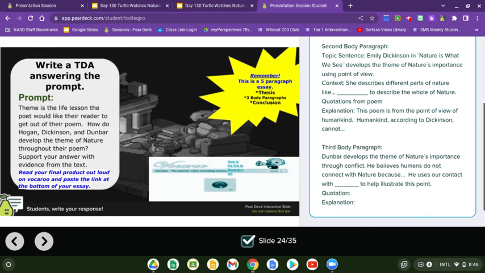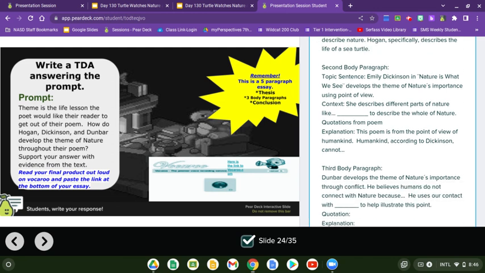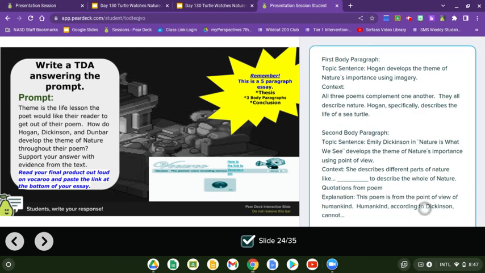Now, the word empathy, I think, works in just about all three. I think empathy works particularly well for Dunbar when you're using your explanation, right? This empathy for nature shows understanding nature's profundity or importance when often people tend to ignore it, which is definitely what Paul Laurence Dunbar and these other two poets are interested in, right? How important nature is. So I hope this helped you get your essay off the ground.